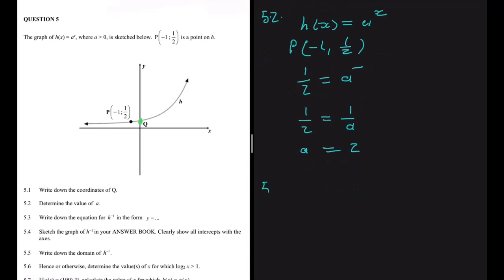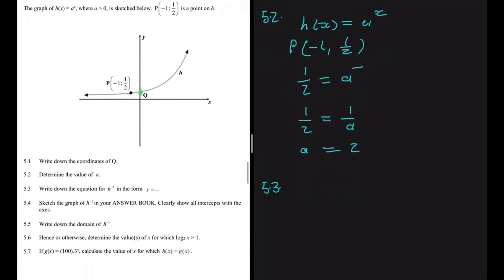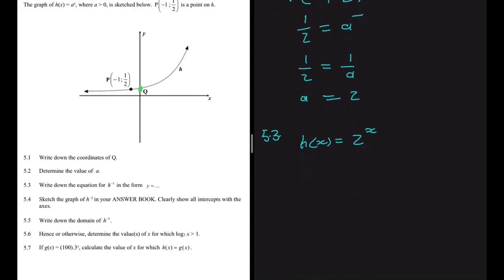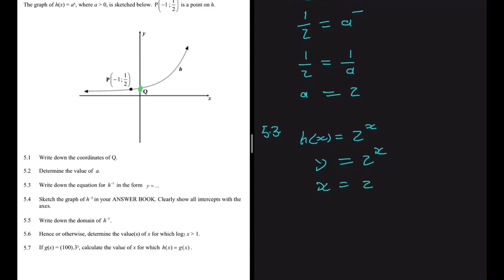Then for 5.3, the question is saying let's write down the equation of h inverse in the form y is equal to. So at this point, we know that h of x is equal to 2 to the power x. Now we need to find an inverse. The first step in finding an inverse is to swap x and y, right? We know fully well that h of x equal to 2 to the power x is the same as just y equal to 2 to the power of x. Now we have to swap x and y. If we do that, we're going to get x equal to 2 to the power y, right?